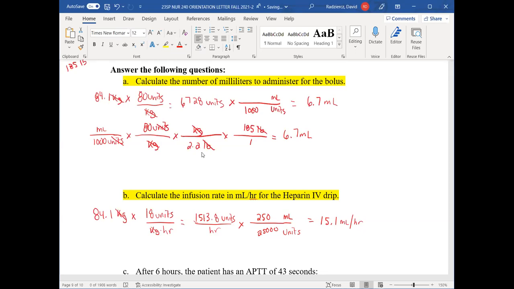So the takeaway from this is that the main thing that's going to change is the patient's body weight. The body weight might be given to you in kilograms, but if it's given to you in pounds, just make sure you are converting it to kilograms.